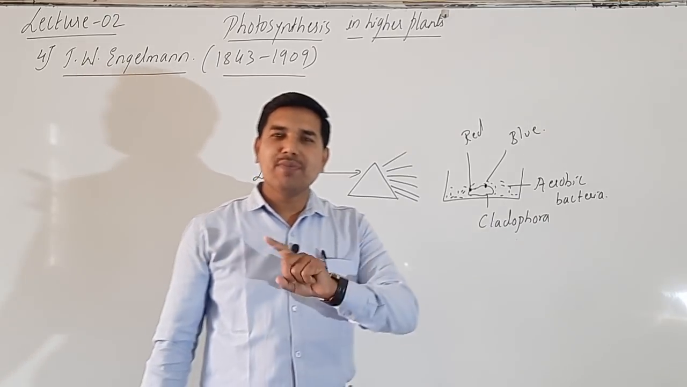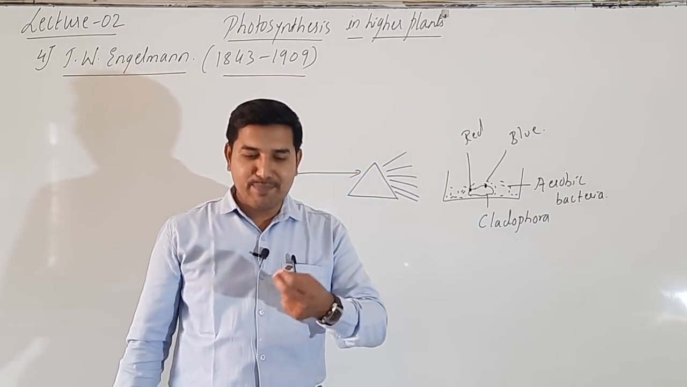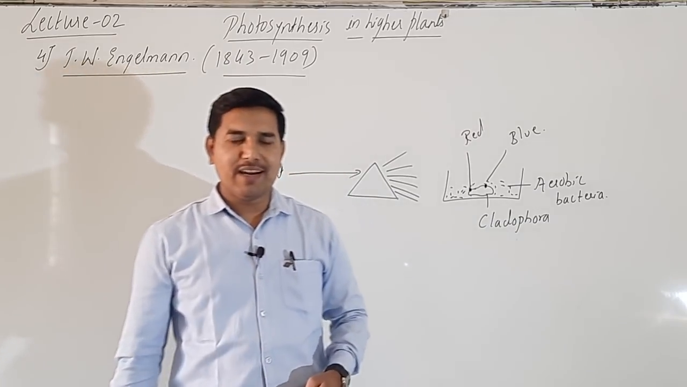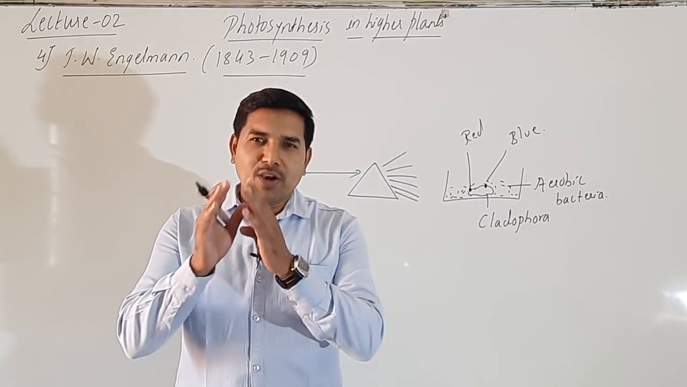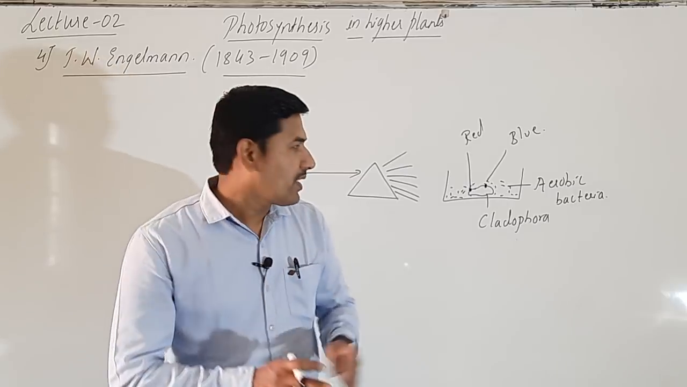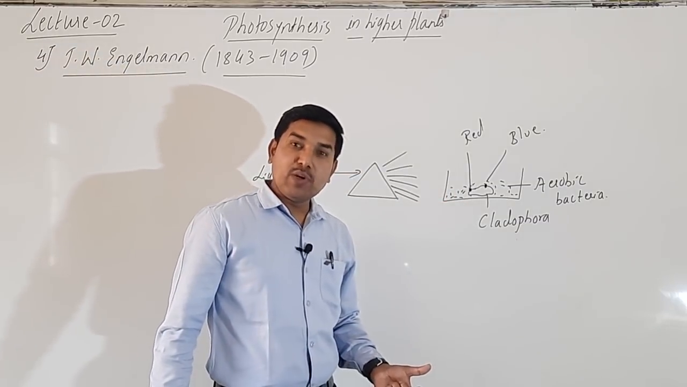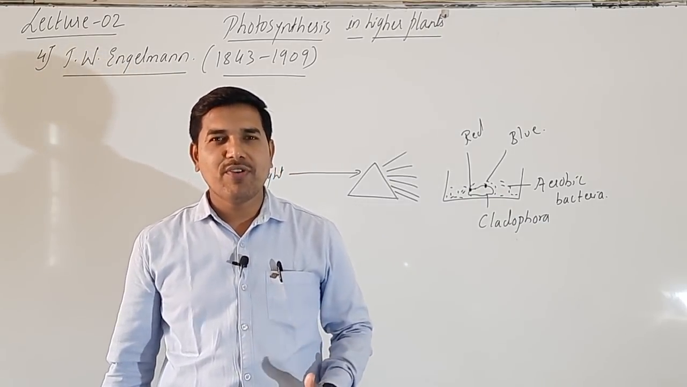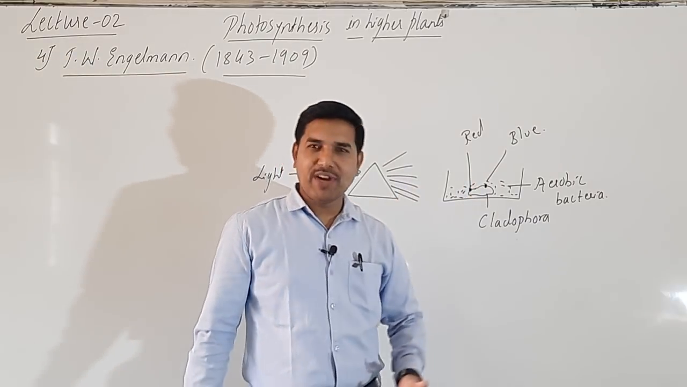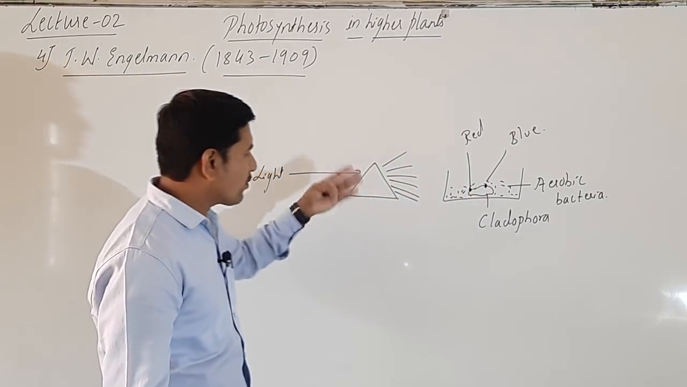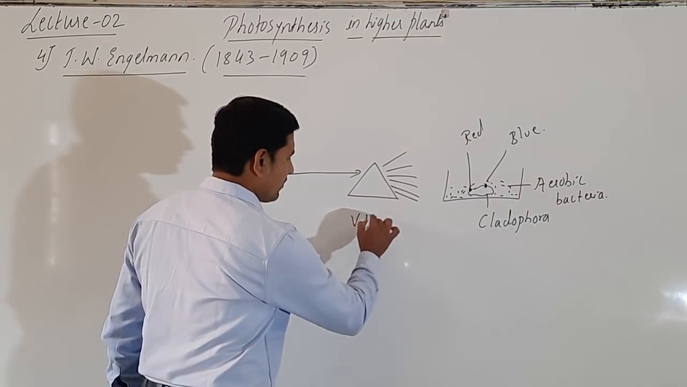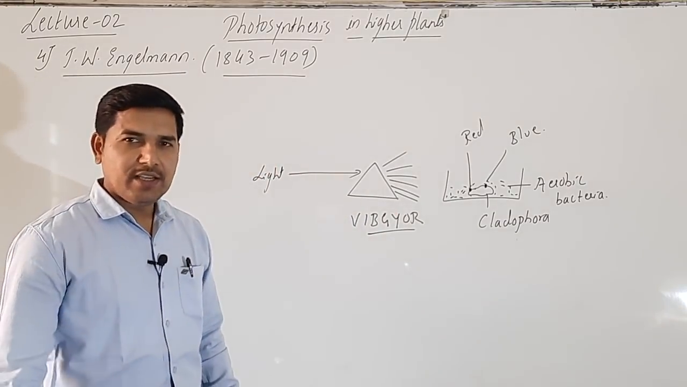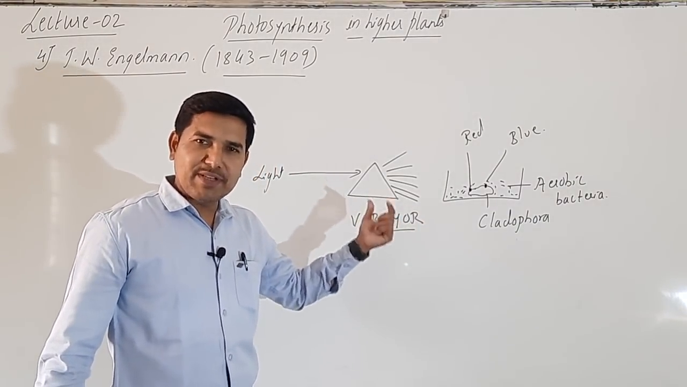Then he showed that from these two wavelengths of light, an absorption spectrum as well as an action spectrum were discovered, which will be dealt with in the later parts of the studies. Okay, then what did he conclude? He concluded that the maximum wavelengths of light absorbed by the plants for the evolution of oxygen are the red and blue wavelengths of light. So this is what is called the VIBGYOR spectrum of light, and we are going to write the statements of this only.